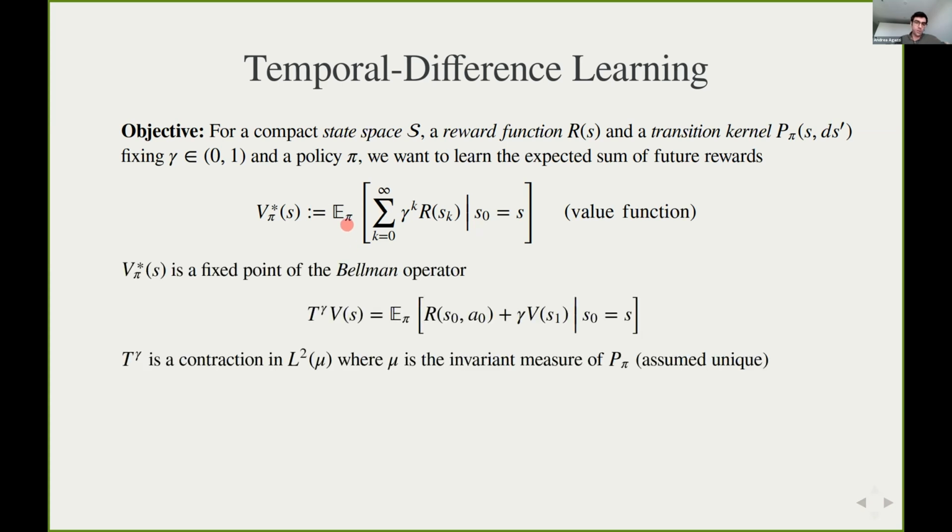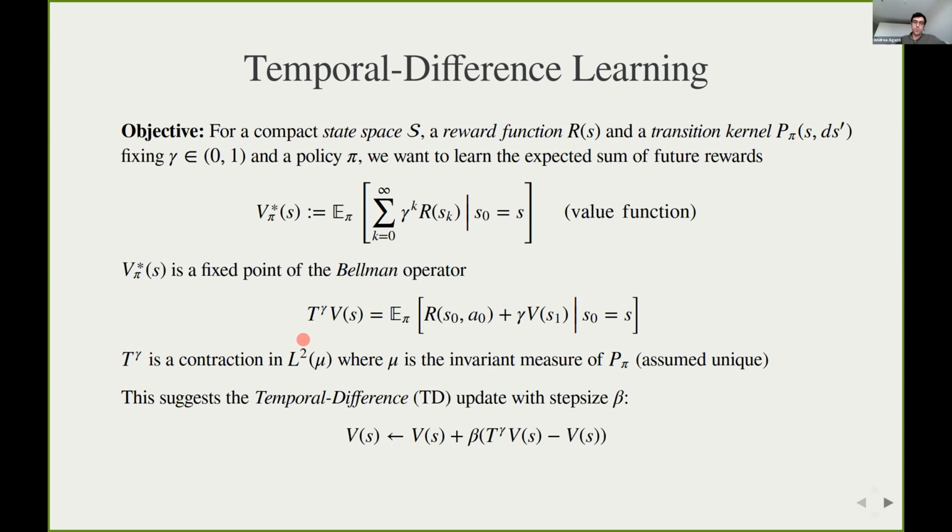Now, this function essentially quantifies how good a certain initial state is under the given dynamics, is central in reinforcement learning, and it is known to be the fixed point of the so-called Bellman operator that is written here, which is known again to be a contraction in a certain weighted L2 space.